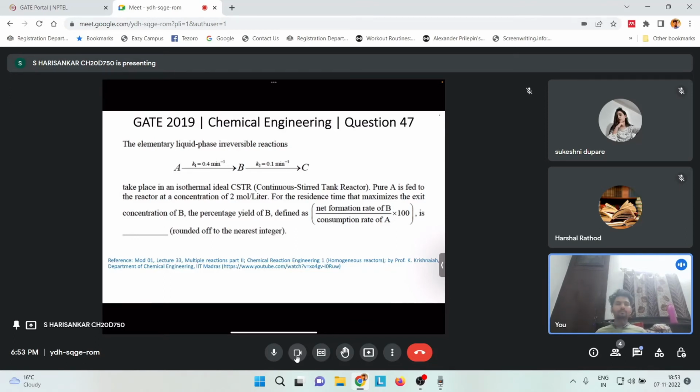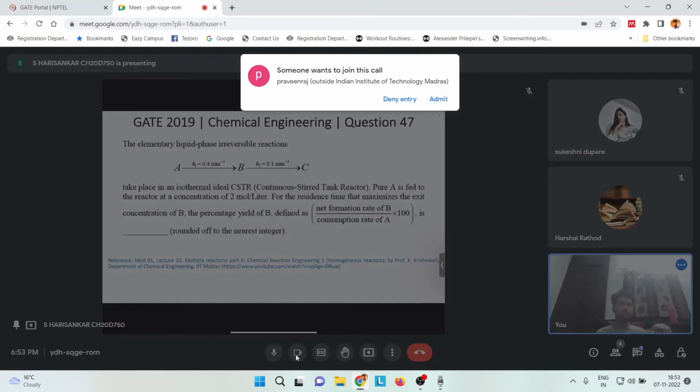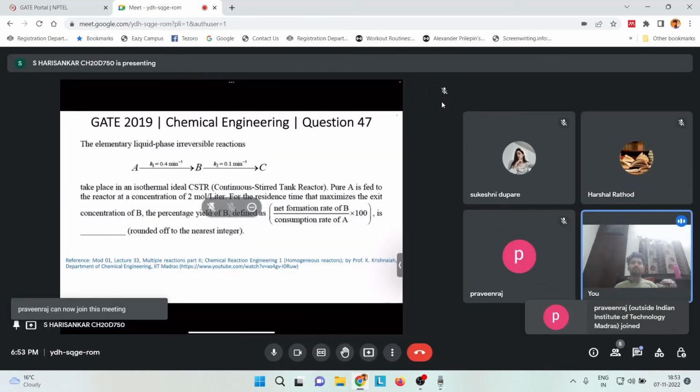So this is a question from the multiple reactions part of chemical reaction engineering, and the reference NPTEL series can be found in module 1, lecture 33, multiple reactions part 2, Chemical Reaction Engineering 1, homogeneous reactors, by Professor K. Krishnaiah, Department of Chemical Engineering, IIT Madras.